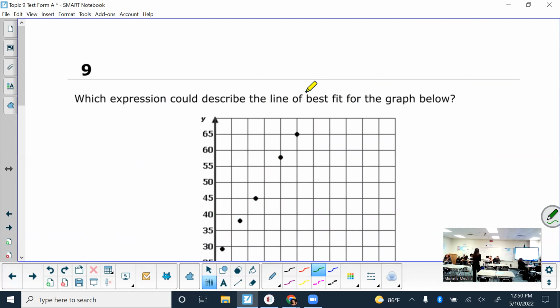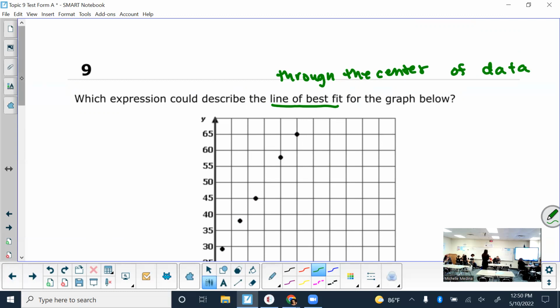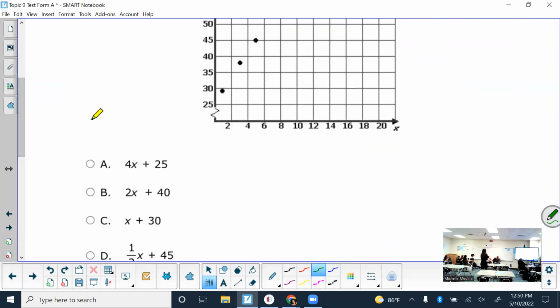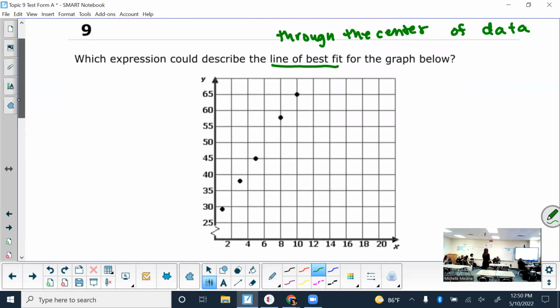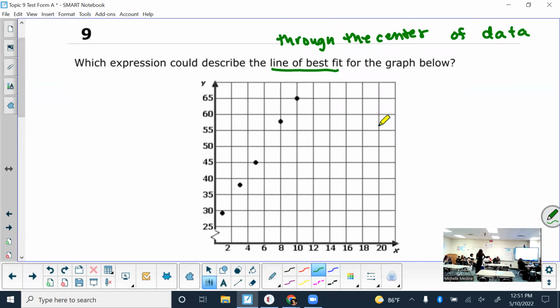So when it talks about line of best fit, where should your line of best fit be in relation to your data? Close to it, above it, below it, through it? Through the center of the data is the correct answer. So this graph is actually really strongly correlated. It looks like it's in a straight line already. So then if I'm envisioning a straight line going through it, through the center of it, it might look something like this. And hopefully I can get it to work.